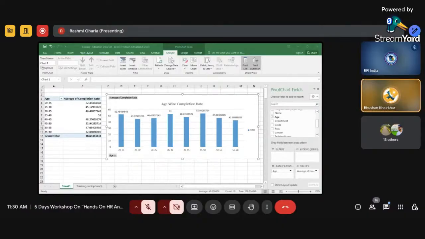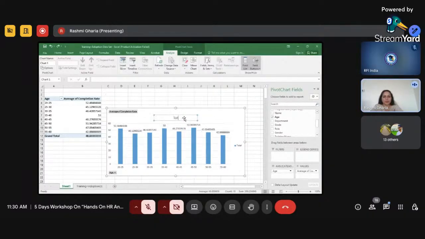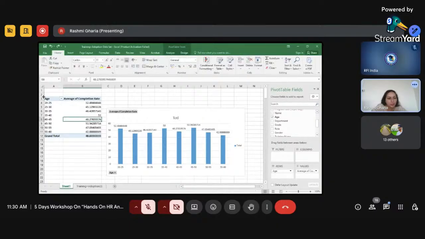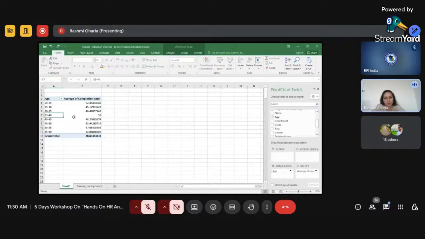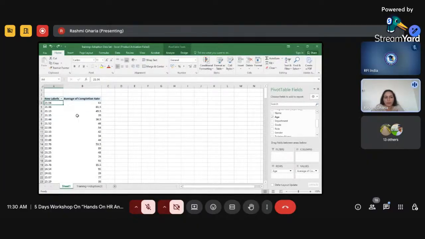Ma'am, can you just repeat once again how you have divided the age into 20-25? What I've done is, I've grouped this age. Just a minute. Just right click on this particular cell. Just a minute, I'm doing it again. Okay, this is what you have done.